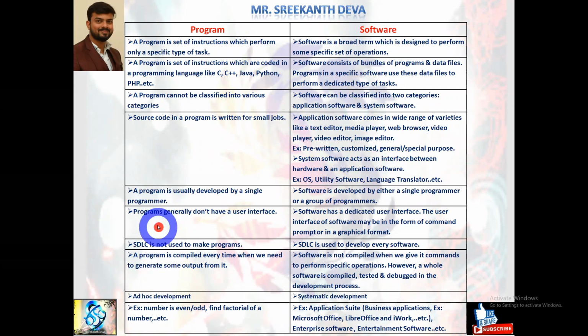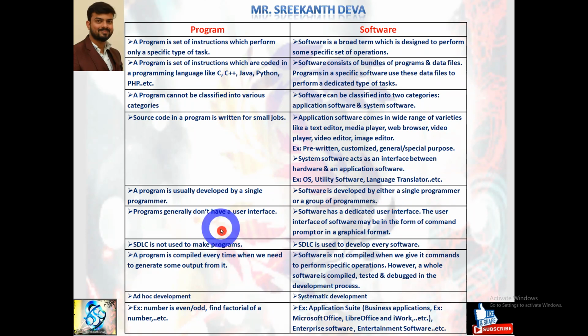In the program, a program is usually developed by what? A single programmer or a particular coder, or developers or programmers, simply we may call it. But coming to software, software is developed by either a single programmer or a group of programmers. But generally these software products involve what? A group of software engineers are involved in developing a reliable and most useful software product.